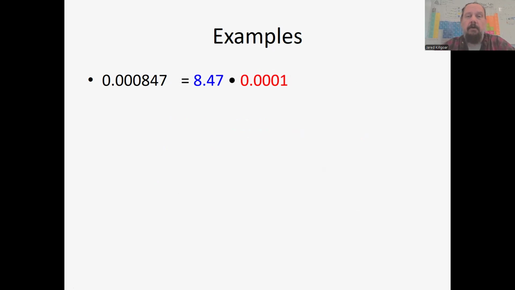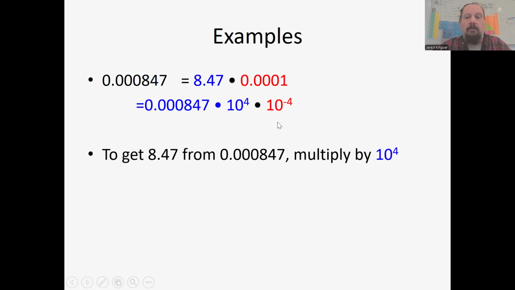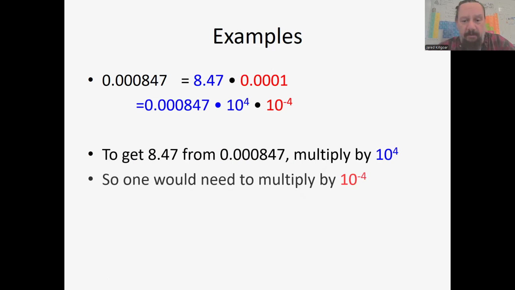Here's an example of a decimal. 0.000847, to put the number between 1 and 10, we make 8.47. Then we multiply it by 1/10,000th. So why? Because to get the number between 1 and 10, we're multiplying by 10 to the 4. We're moving the decimal point over 1, 2, 3, 4 times. So therefore, we have to multiply it by 10 to the negative 4. So we're not changing the number.